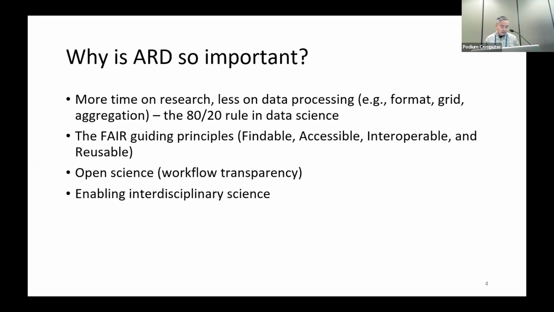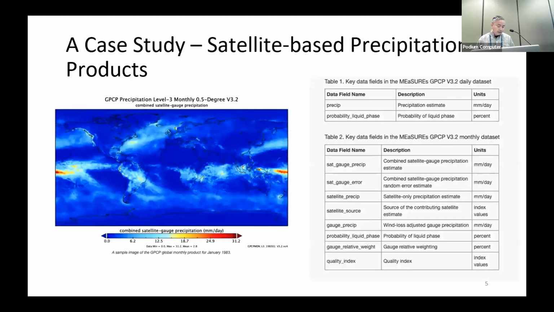Open science also provides transparency of processes and pre-processing workflows. All processing software is open, and workflows can be recorded and reproducible. This enables interdisciplinary science, for example, different data sets can be put on the same grid for comparison or for other purposes. So here's a case study.